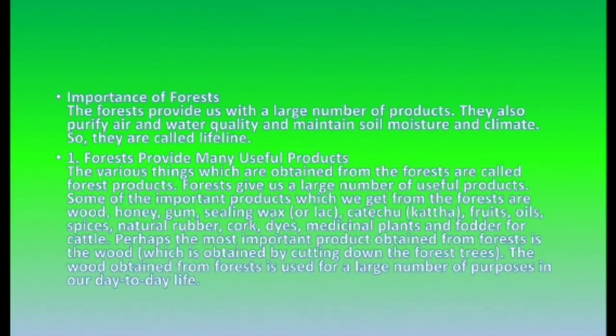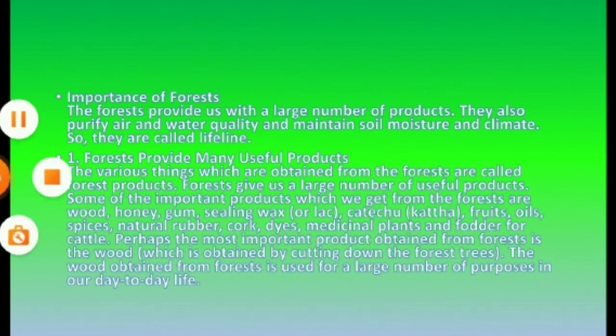Forests provide many useful products. The various things which are obtained from the forest are called forest products. Forest gives us a large number of useful products. Some of the important products which we get from the forest are wood, honey, gum, sealing wax or lac, kachu, kattha, fruits, oils, spices, natural rubber, cork, dyes, medicinal plants, and fodder for cattle.